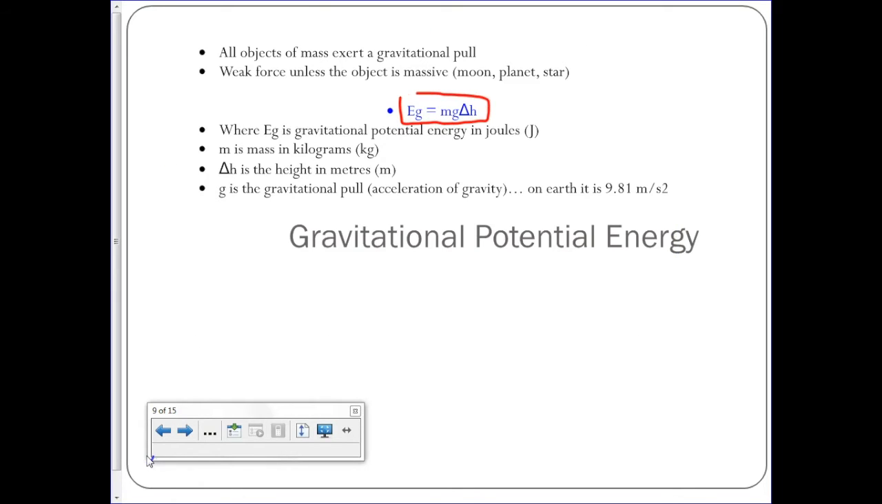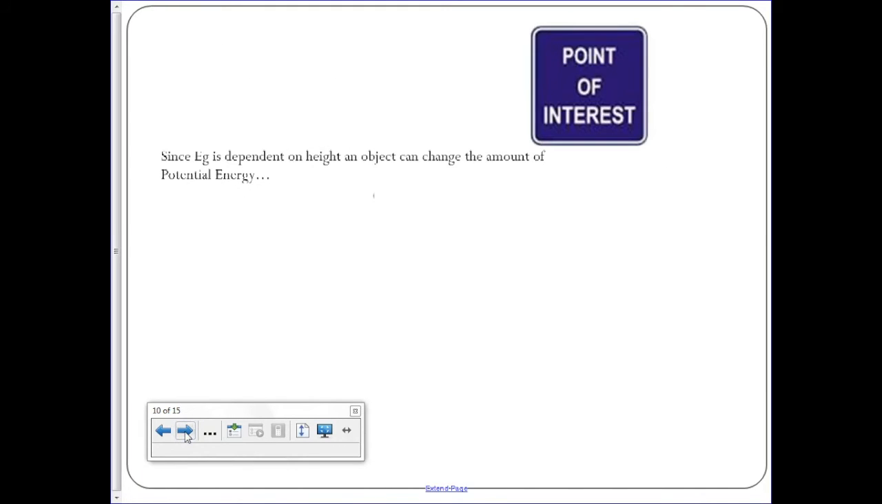However, we can look at the gravitational potential energy an object has through this formula. Gravitational potential energy is measured again in joules, same thing as kinetic energy. We have a mass, which is in kilograms again, the height is in meters, and most importantly, we have a gravitational pull constant. This is a constant, this number is not going to change. So this is something that you're going to need to memorize. 9.81 meters per second squared is what the g value is in this equation.